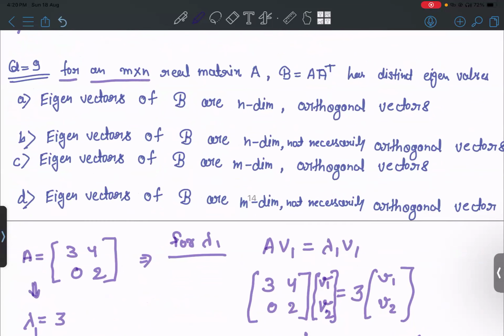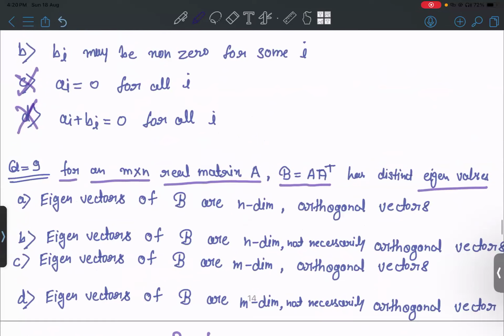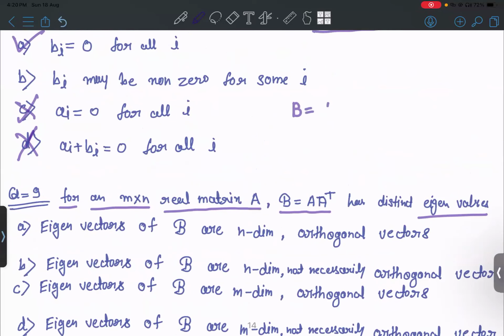For an M cross N real matrix A, B is defined as A transpose A. Then it has some distinct eigenvalues, so these eigenvalues are distinct, and we need to find the eigenvectors. Okay. So B is what? A transpose A. What is the dimension? A is M cross N, and the dimension of A transpose is N cross M. This will lead to B with dimension M cross M.